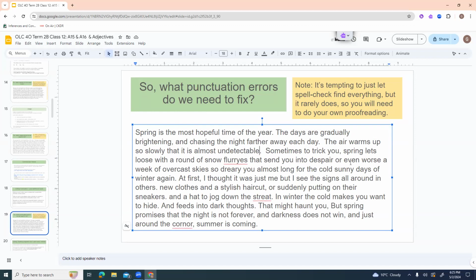Sometimes to trick you, spring lets loose with a round of flurries that send you into despair. Now, this is getting long, or even worse, a week of overcast skies so dreary you almost long for the cold, sunny days of winter again. Okay. I would look for a spot where I could split that really long sentence into two shorter sentences. Sometimes to trick you, spring lets loose with a round of snow flurries that send you to despair. I'm going to try a period there.